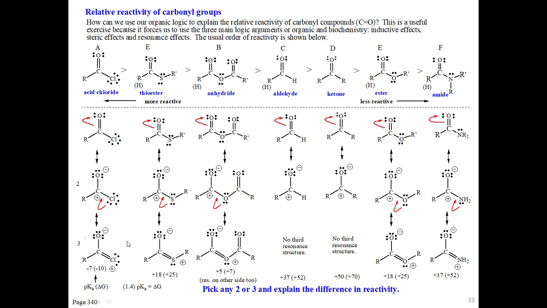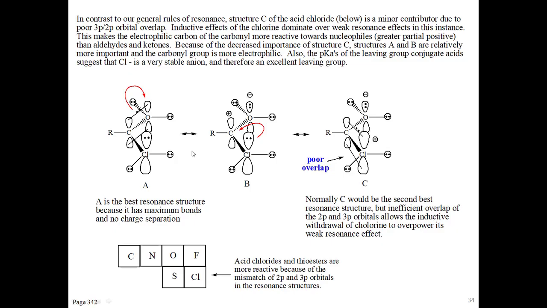Now the problem for these guys is that chlorine is not in the same row as the carbon. Sulfur is not in the same row as the carbon, and they have different size orbitals. So I think that's on the next slide. Let's take a look at that one. Okay, so here I have an acid chloride, and I've written them out in 3D so that you can see the size of these orbitals a little better.